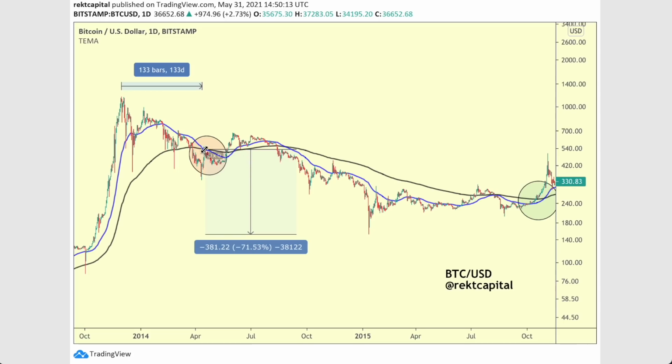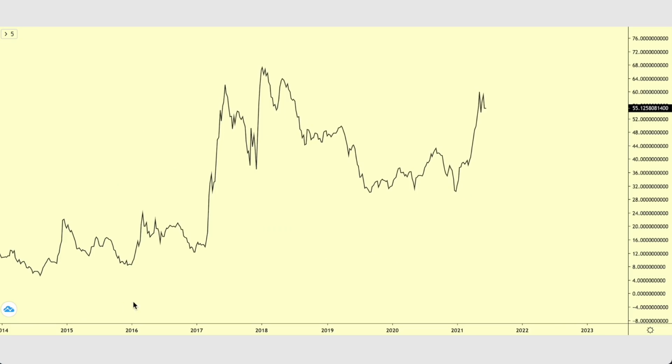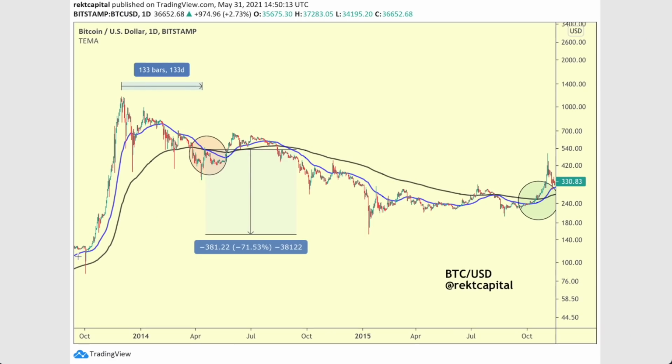So here's the death cross that occurred in mid-2014, which preceded a 71% crash for Bitcoin's price action. So if we just go to mid-2014 for altcoin dominance, you'll notice that the death cross, roughly speaking, was actually quite positive for altcoins, right? That's quite interesting to see because Bitcoin didn't do very well during that period.